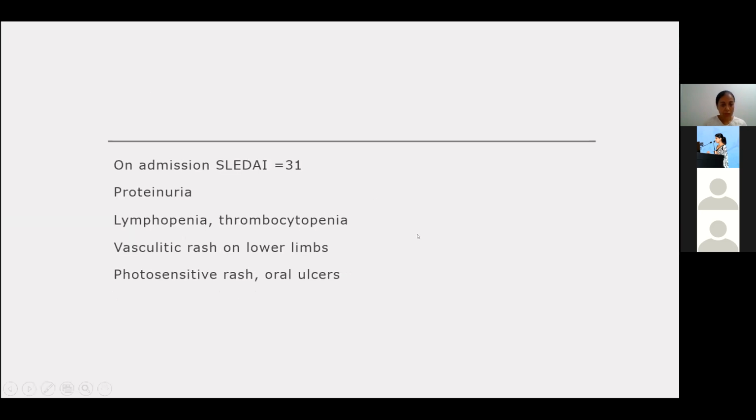On admission, the SLEDAI score was 31. There was proteinuria, lymphopenia, thrombocytopenia, and anemia, and there was a vasculitic rash on the lower limbs and other skin and mucocutaneous manifestations as well.